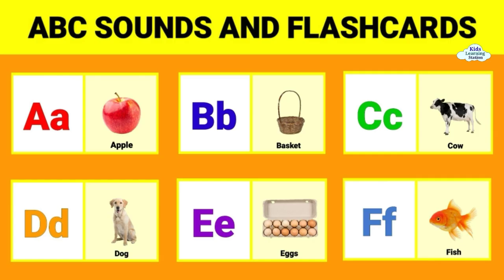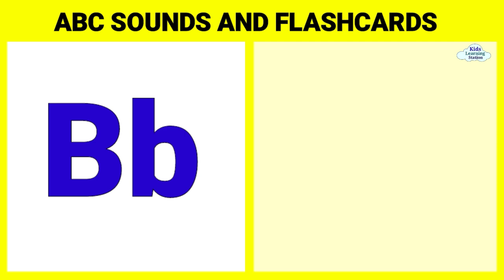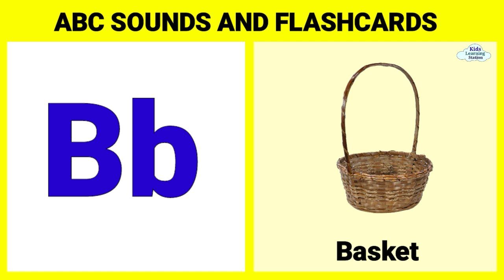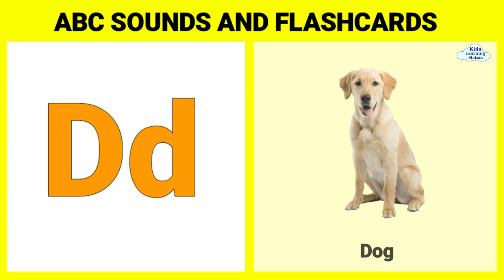ABC sounds and flashcards. A makes a. A, a, apple. Apple. B makes b. B, b, basket. Basket. C makes k. K, k, cow. Cow. D makes d. D, d, dog. Dog. E makes e.